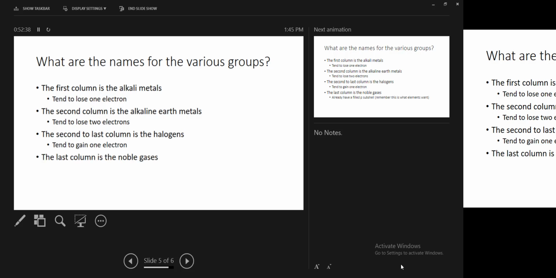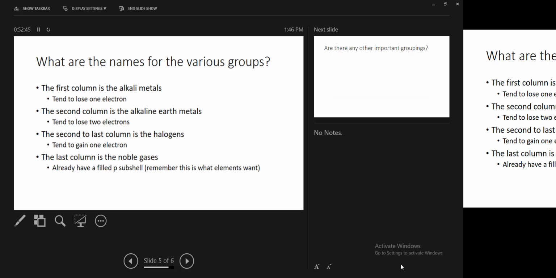And then finally, the very last column, these are the noble gases. They already have a filled p subshell. They already have what every atom wants. And that's why we call them the noble gases. They don't want to play with anyone. They're noble. They already have what every atom wants, and so they are very, very unreactive.